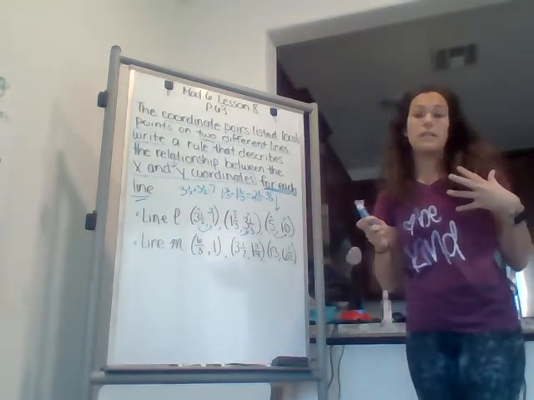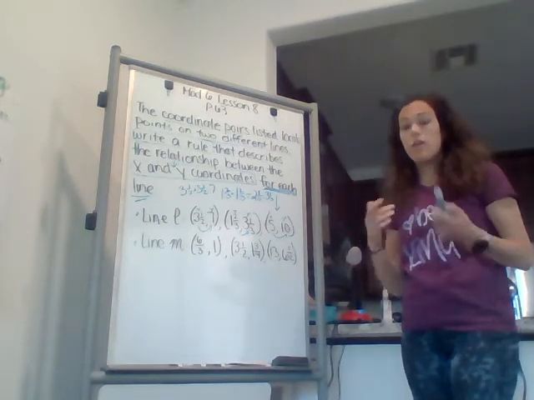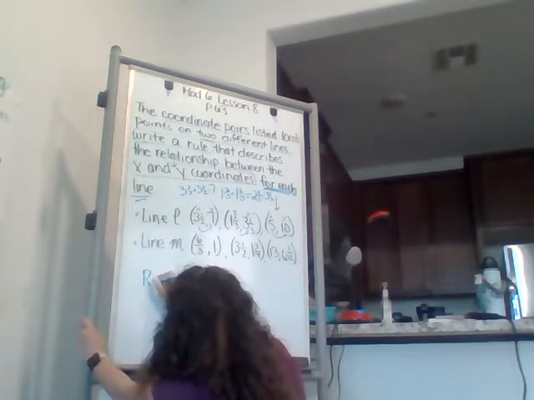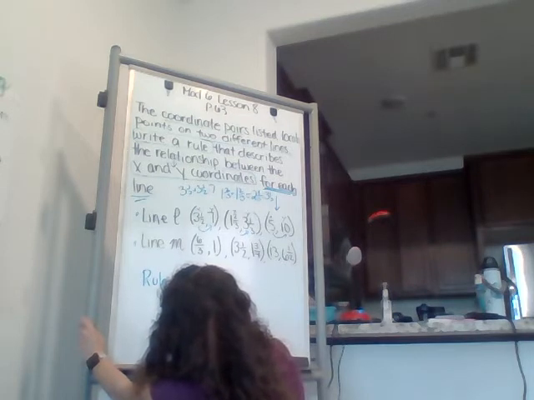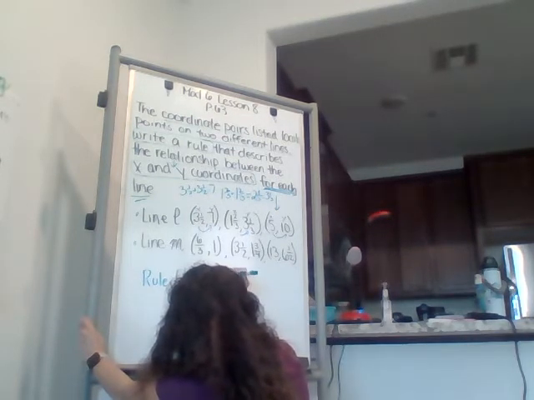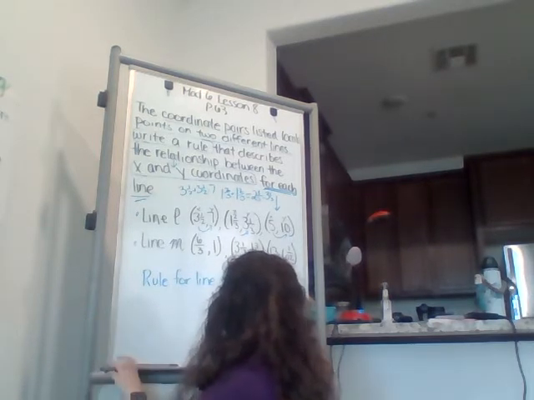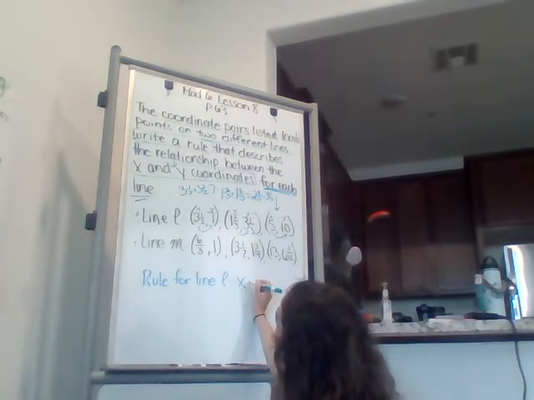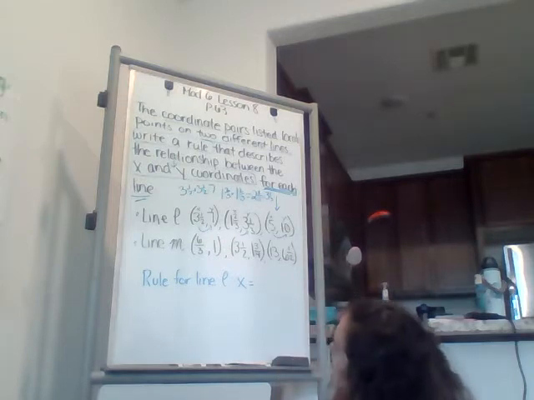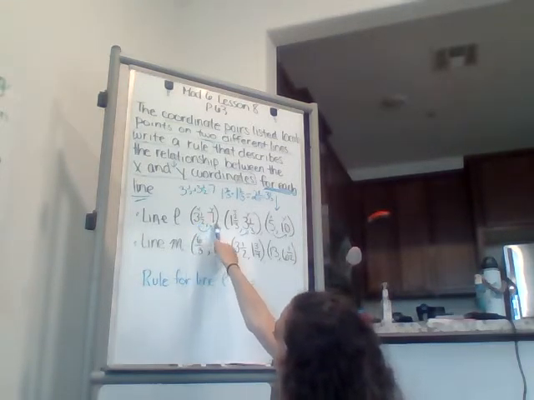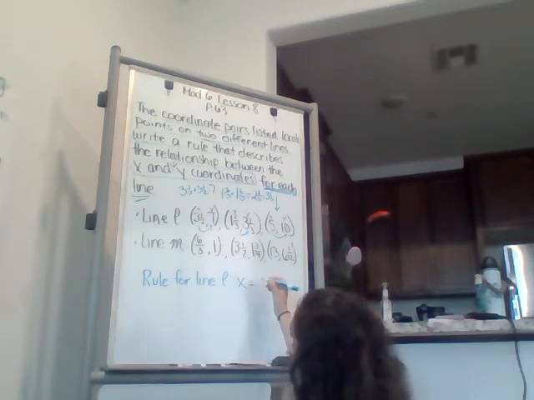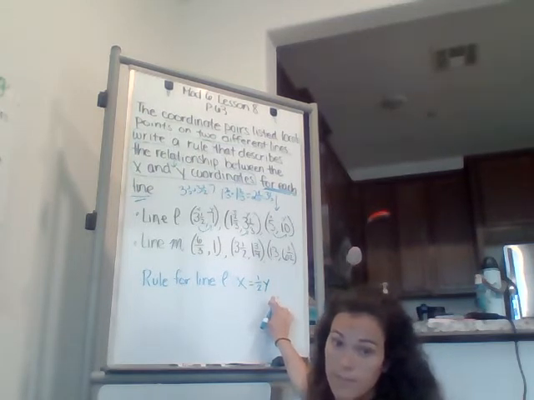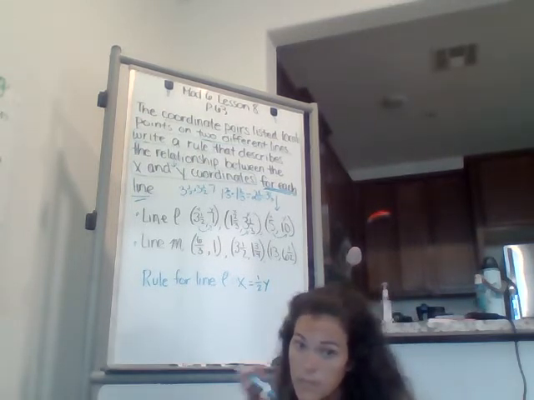So now the problem is we need to write it as a rule. So we can write it as an equation. We can say rule for line L equals, or I'll do dot dot dot, X. So I'm gonna start with X, because X comes first. X is what? How would we describe that? X is half of Y. X equals 1/2 of Y. That's all you needed to do.